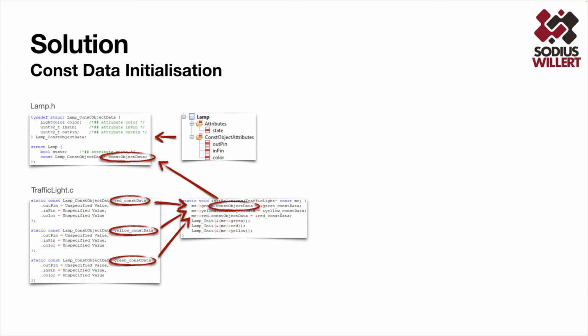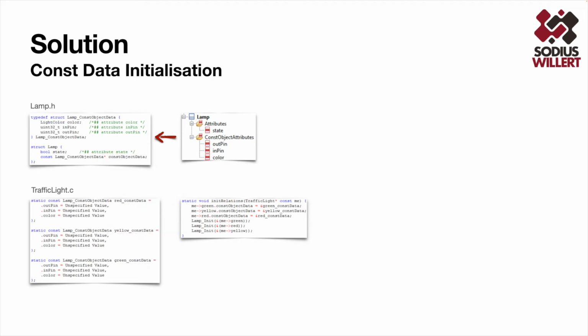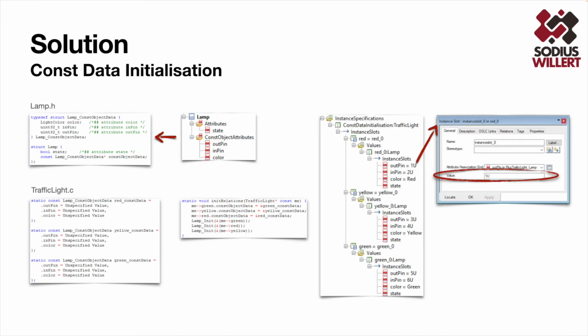Since no initial value was specified for the constant attributes in the instance specification, the default unspecified value is set in the code for each attribute. This can be set within the instance specification for the individual attributes in the value field of the feature dialog. After new code generation, the values from the instance specification are used for the initialization of the const variables.